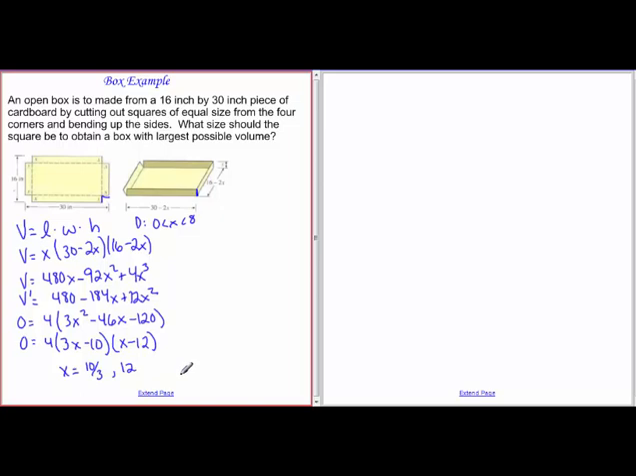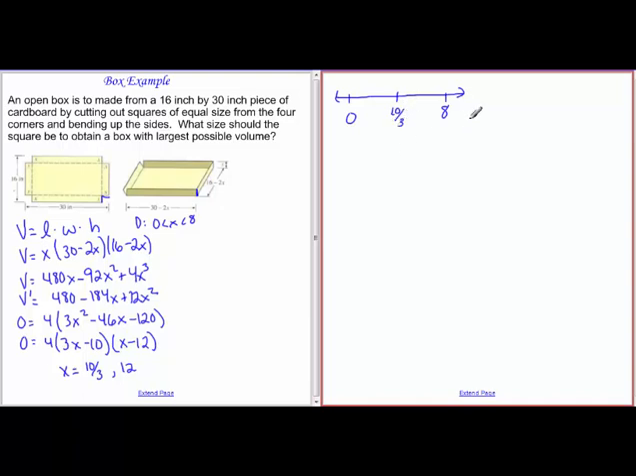But let's look at this. 12 isn't in our domain, so 10/3 is the only one that's in our domain. So now we need to prove that this is a maximum or a minimum. So on my little number line chart, I'm going to put 0, I'm going to put 8 because those are my domain restrictions. Luckily you realize 10/3 happens in between.